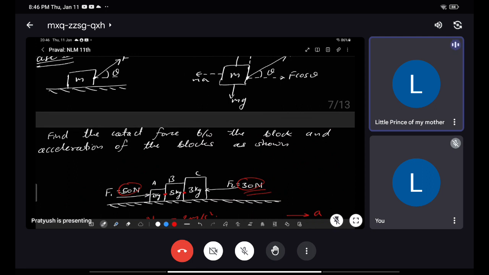So in a three-body system, since three bodies move with the same acceleration, we can directly find the force per mass. We can directly write total force by total mass. Yes.